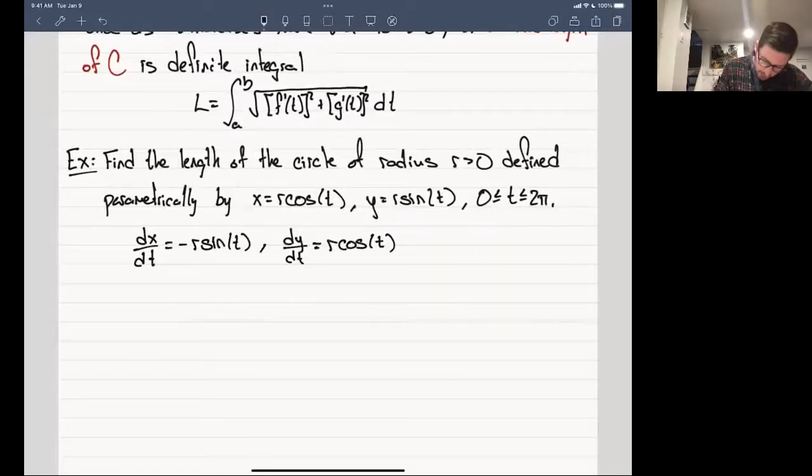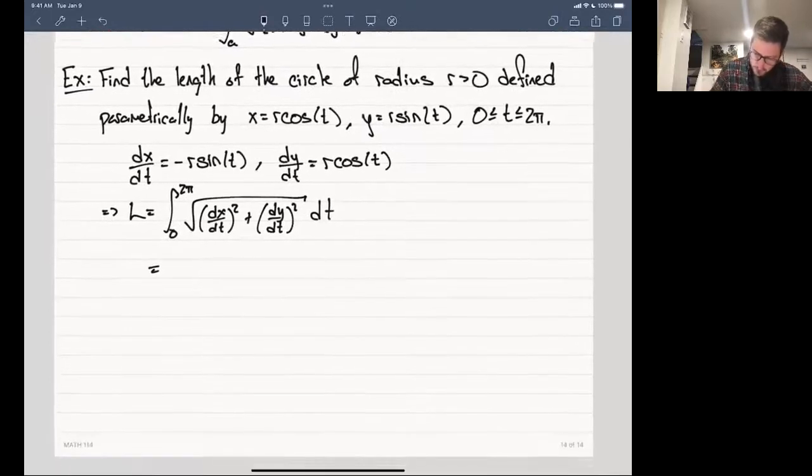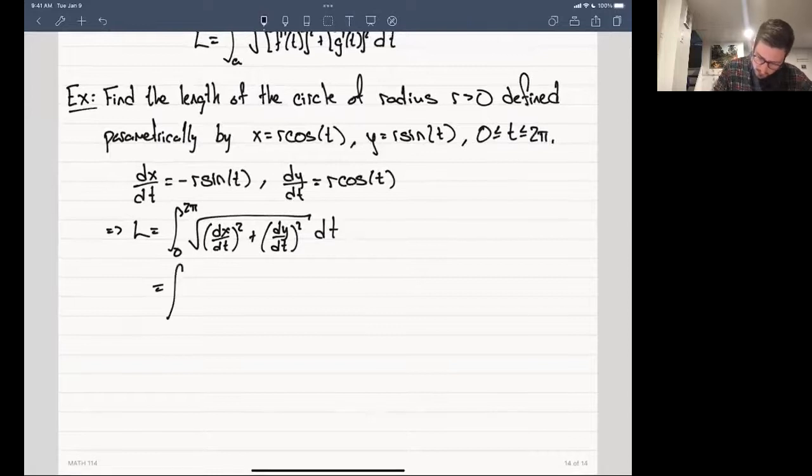And so this tells me that the length is equal to the integral from 0 to 2 pi of the square root of dx dt squared plus dy dt squared, which is equal to, now we can plug in what we have, the integral from 0 to 2 pi of the square root of r squared sine squared of t plus r squared cos squared of t dt.